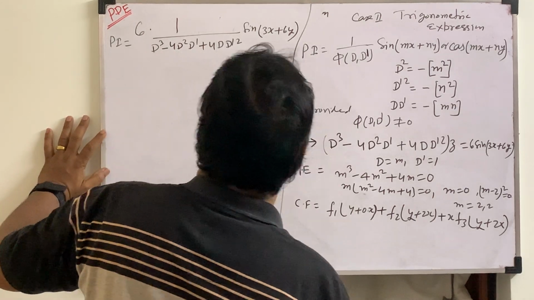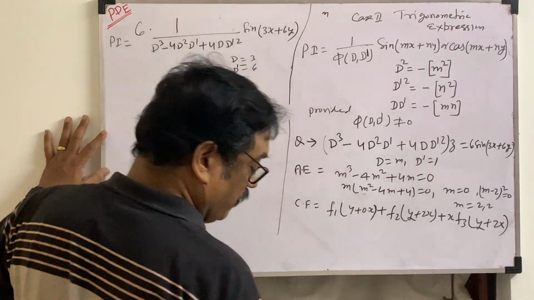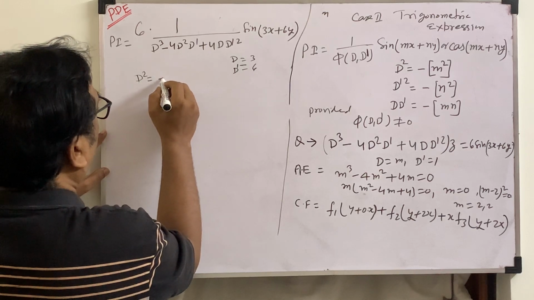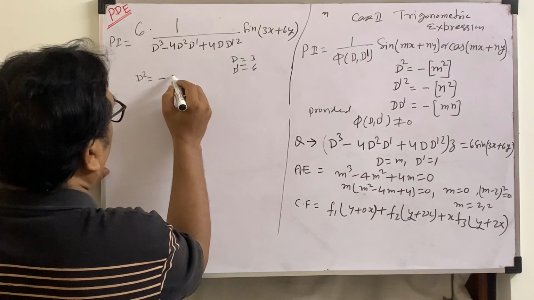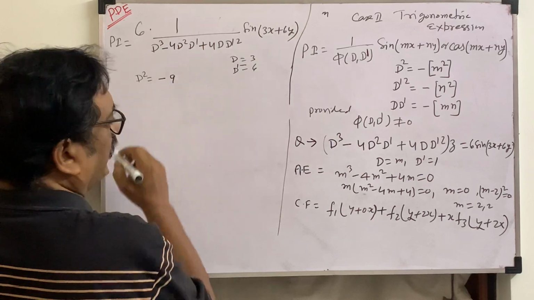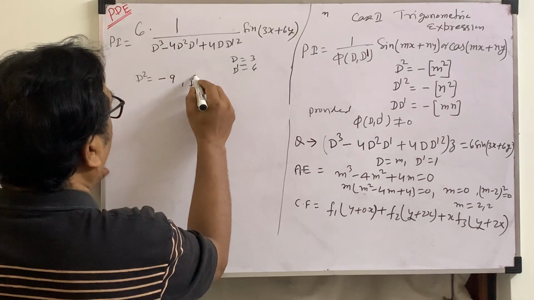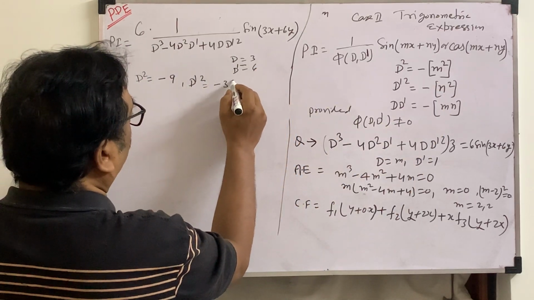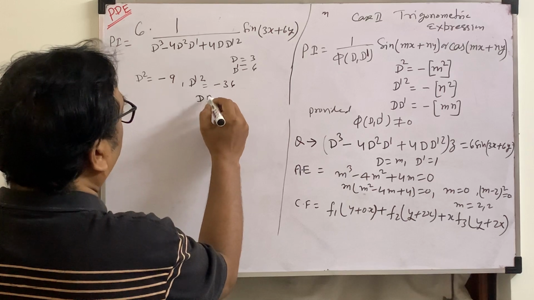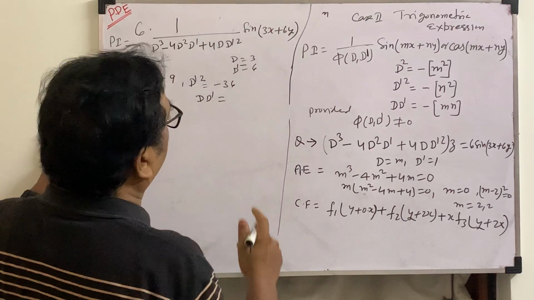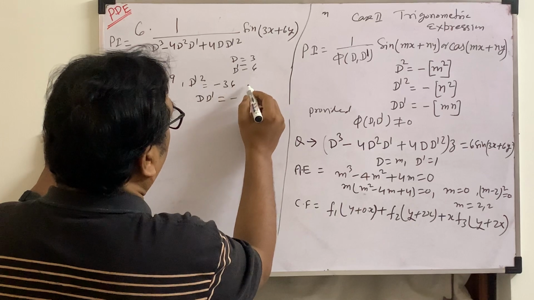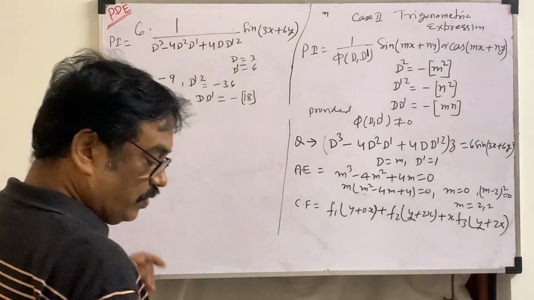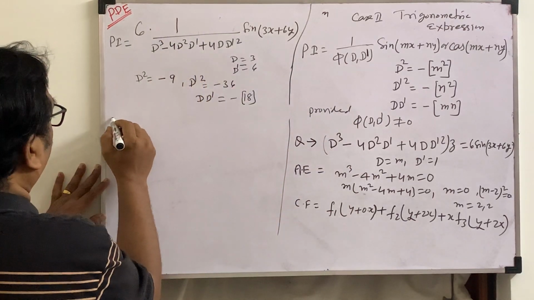Okay, so now you look here. First we will change this. What is given? D square is equal to minus m square, 3 square, so 9 directly. Then D dash square is minus n square, n is 6, so minus 36. Then D D dash is minus mn, minus 6 into 3, 18. So this we got now.